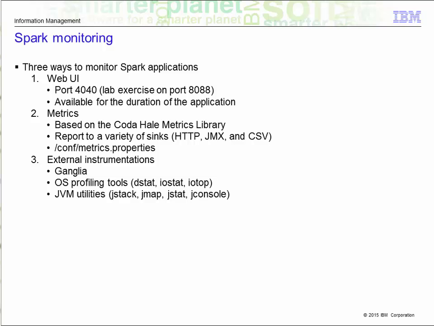Finally, you can also use external instrumentations to monitor Spark. Ganglia is used to view overall cluster utilization and resource bottlenecks. Various OS profiling tools and JVM utilities can also be used for monitoring Spark.